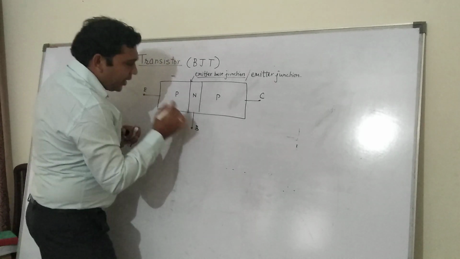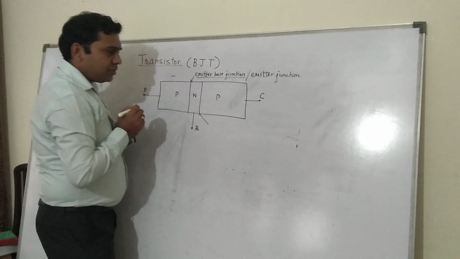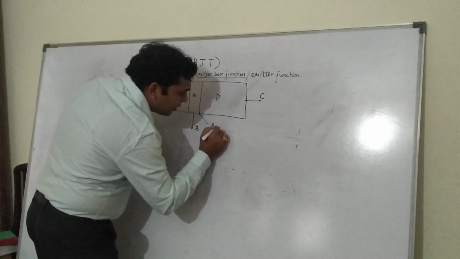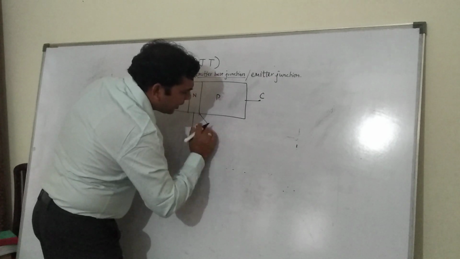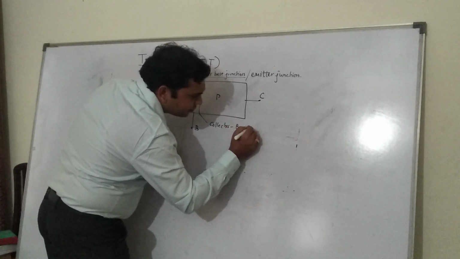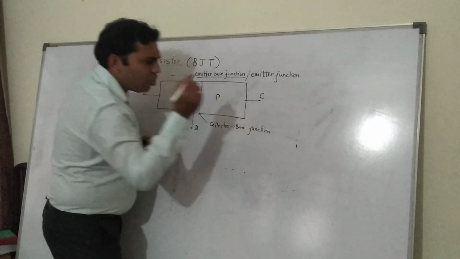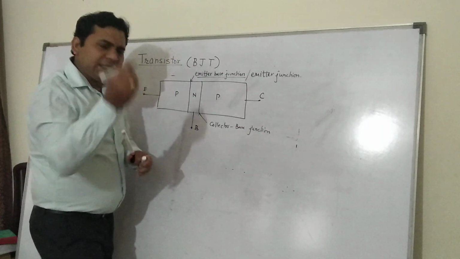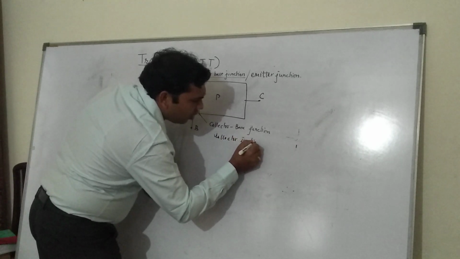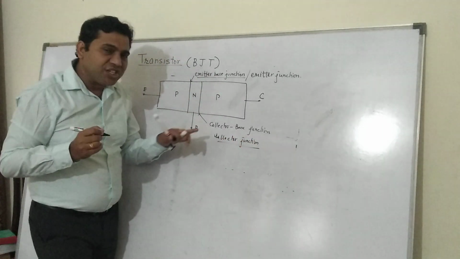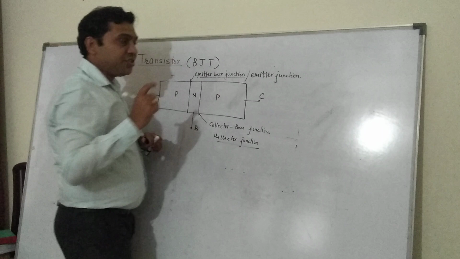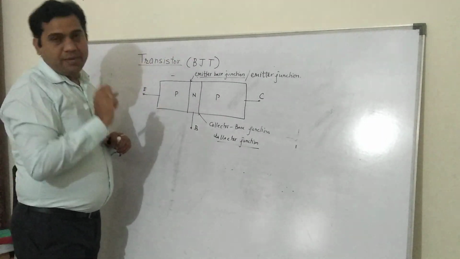Now, this junction, which is between the base and the collector, is known as the base collector junction, or you can call it a collector base junction. It's more appropriate to say collector base junction. In some books it is simply called a collector junction. It does not matter, you can call it anything. Either you can call it a collector base junction or a collector junction. You can call it an emitter base junction or directly an emitter junction. So this is very, very important.